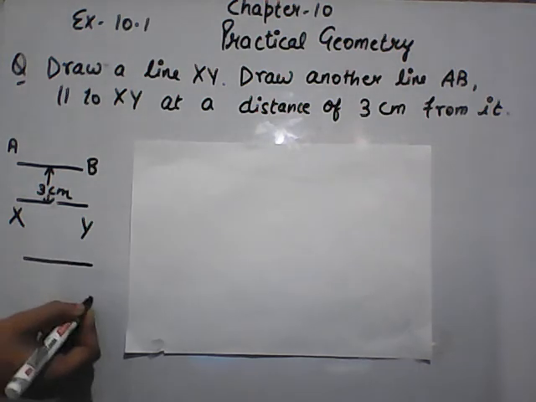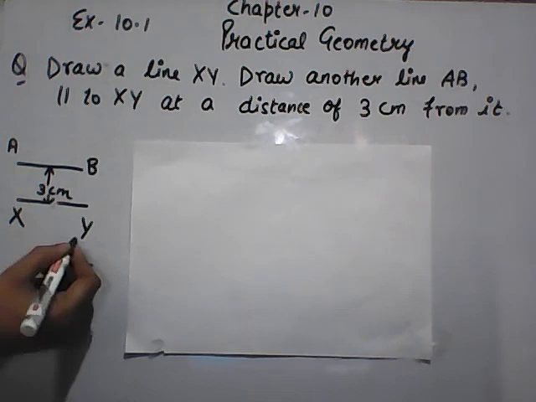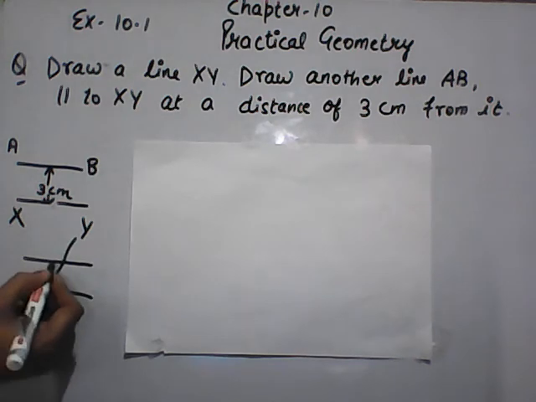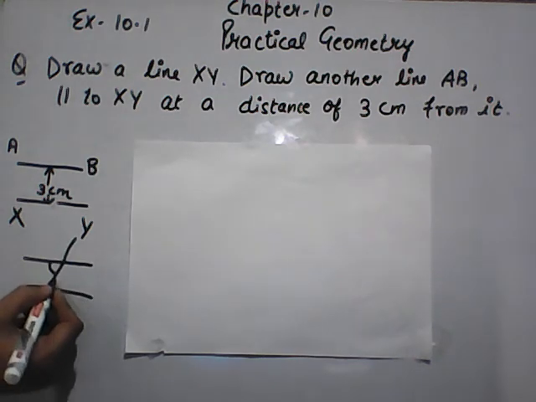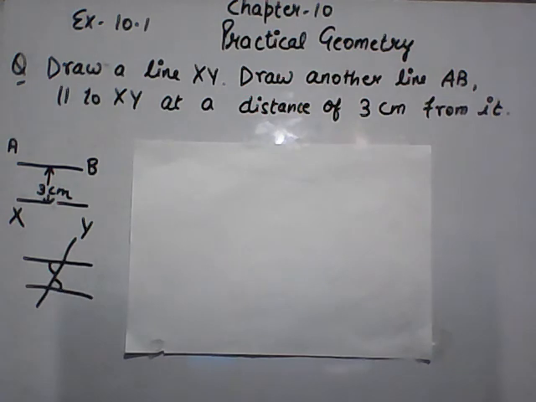We know that two lines are said to be parallel if, when there is a transversal, the alternate interior angles are equal. Now, let's draw with the help of compass and ruler.